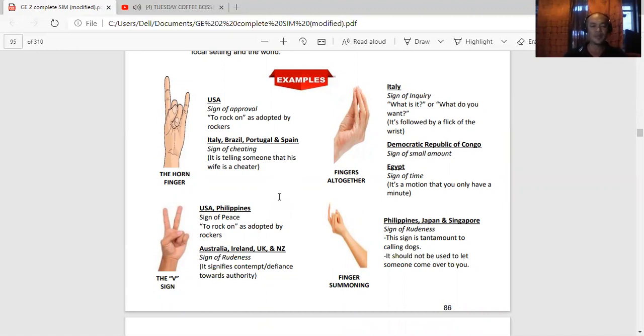So the horn finger. And in some churches, this is I think a demonic sign as well, because it represents the goat or the horn. It's satanic in nature, especially as it is associated with rockers. Okay, in USA and Philippines, it's a sign of peace. To rock on is adopted by rockers. In Australia, it's a sign of rudeness. It signifies contempt or defiance towards authority.